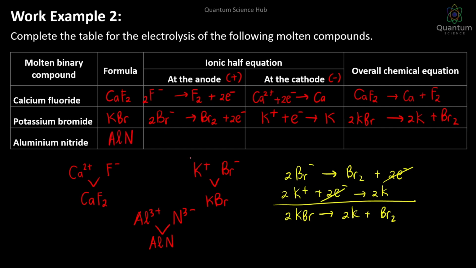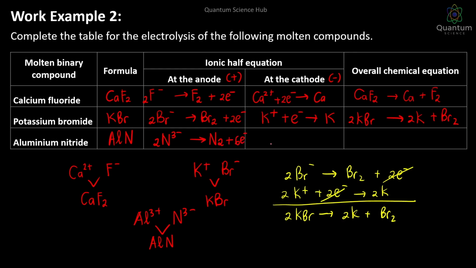What is the ionic half equation at the anode? N3- ions want to become atoms, and nitrogen is also a diatomic gas. You need to put 2 in here, and you also need to put 2 in here. Now the charge at the left side is 6 negative, so you need to put 6 electrons in here.